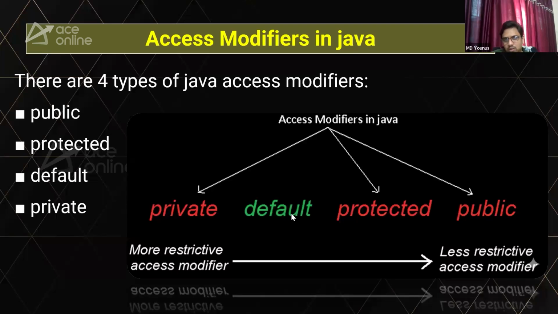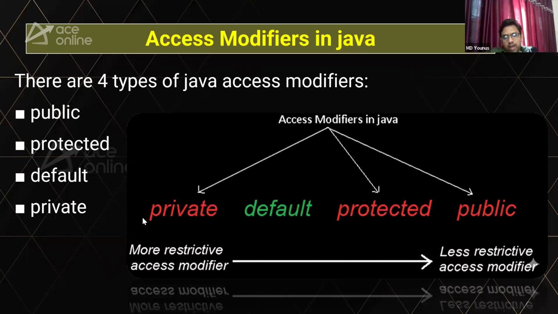Why is default in green color? It's not a rule, but I'm just asking why default is not a keyword. Okay, but from Java 8 onwards, there is a keyword called default, but it's for a different reason, not for access modifiers. So remember, whenever we don't use any access modifier, it's by default, default. This slide is clear for all.